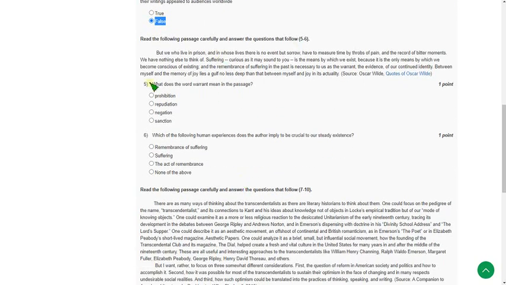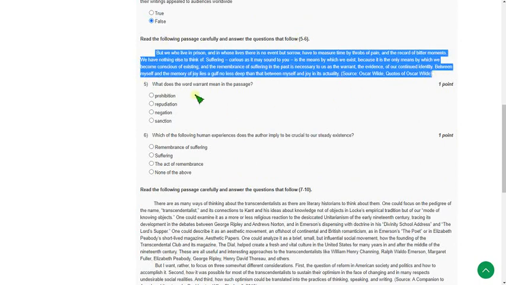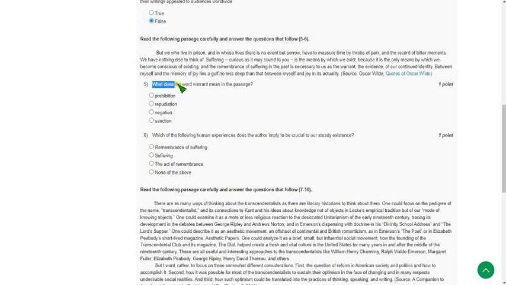Here, for both the fifth and sixth questions, this is the passage. So let's see the fifth one. What does the word warrant mean in the passage? So the answer is the fourth option, sanction.